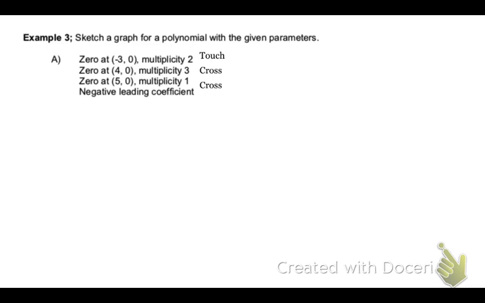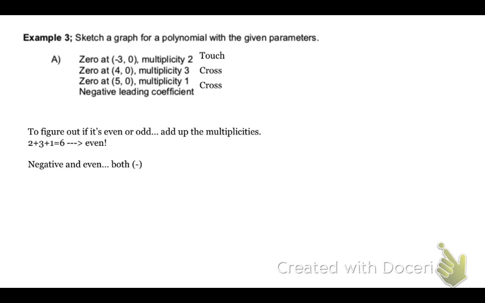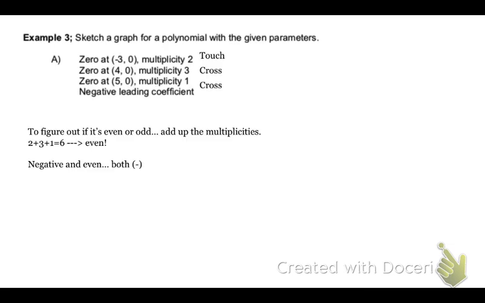We need to figure out if this is even or odd. So to figure that out, we just add up the multiplicities, just like we did in those past two examples. So that's going to be 2 plus 3 plus 1 equals 6. So that is even. And it's negative because they told us that. So it's negative and even, which means both sides are going to be negative. And then we can sketch this graph. Okay? I'm hoping this won't be too bad for you guys. I think you'll get it.